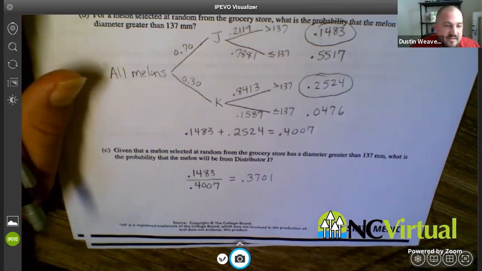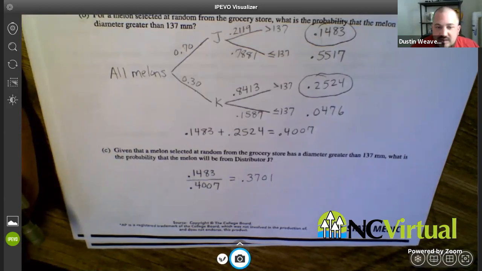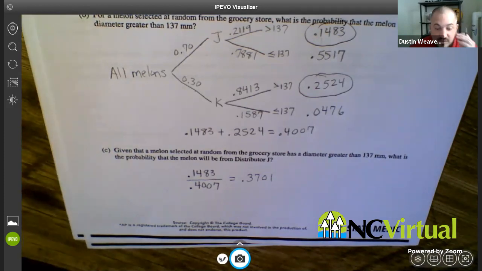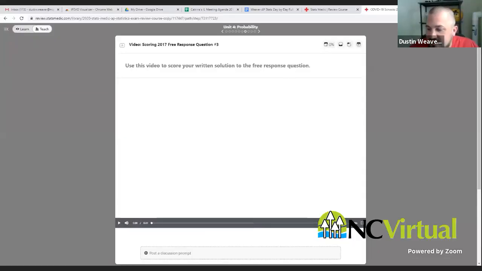So that is the Unit 4, 2017, number 3. So let me show you how this would be scored real quick. I'm going to take you to a brief scoring part, and then we're going to go to the other free response question, okay? Let me take you to the scoring. This is on Unit 4 probability at the Stats Medic here, and I am going to show you how this would be scored. So that was part C.